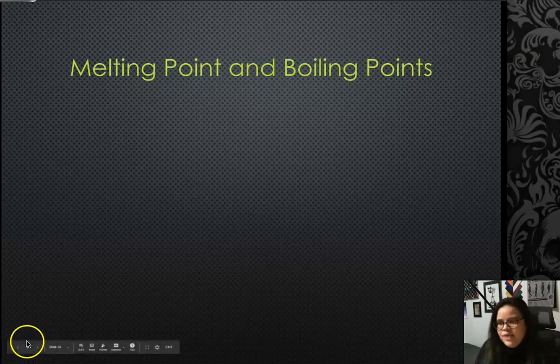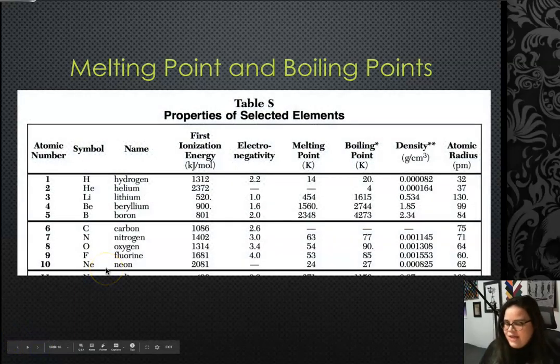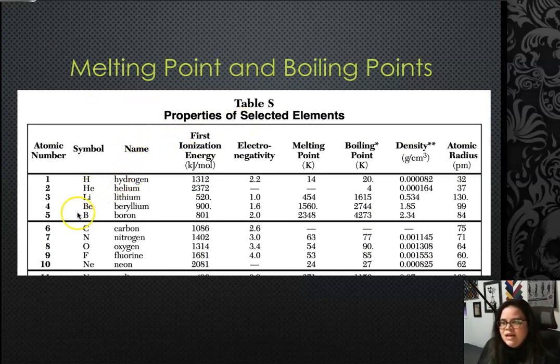Okay, and so what you need to know is the melting point and the boiling point of all of those elements. And luckily for you, on Table S, the back of your periodic table on your reference table has that information. You have the list of selected elements, which is the vast majority of them, and if you look right over here, you have the melting point and boiling point for each element.